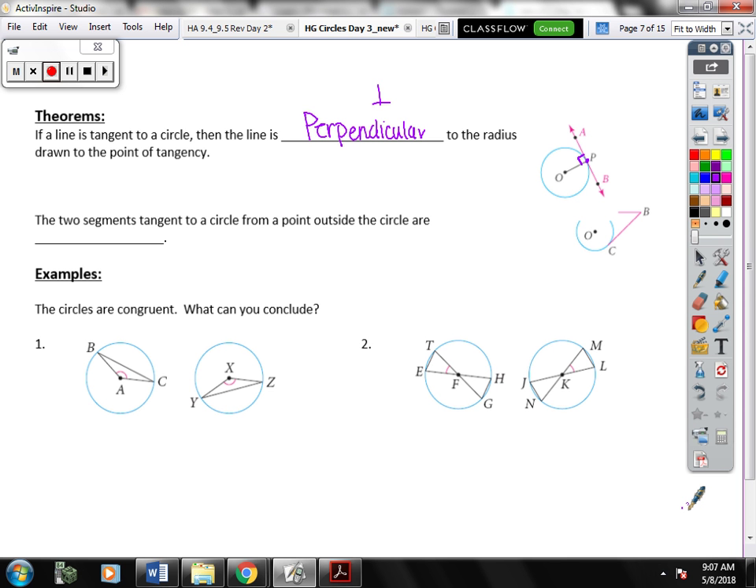And then the last one, did this get cut off on your paper? Yeah? Just kind of fill it in. It should be a circle. And then you'll have two segments coming off of it. They're two tangents. Kind of looks like a cone, like an ice cream cone. So this says the two segments that are tangent to a circle from a point outside the circle, so like an outside angle, are equidistant.